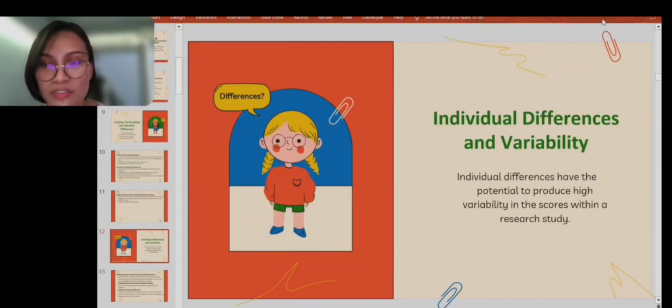So individual differences and variability. Individual differences have the potential to produce high variability in scores within a research study. So individual differences can act as confounding variables by making it challenging to isolate the true effect of independent variables. So when a research study has a lot of variance, it is difficult to see the real treatment effect.